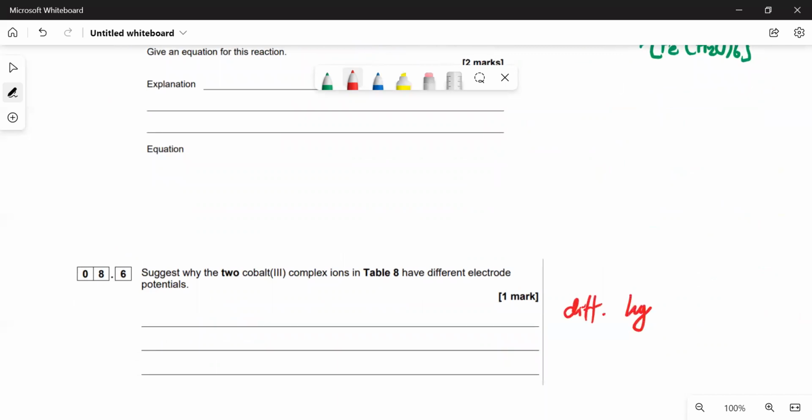And incidentally, why would having different ligands change the electrode potential value? Well, it would make it easier or harder for the central metal ion to lose or gain electrons. The central metal ion is interacting with the electrons in the ligands, and if the ligand is different, the electron density of the lone pair in the ligand is different also.